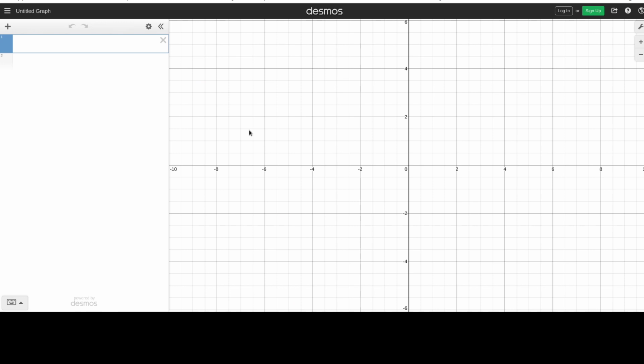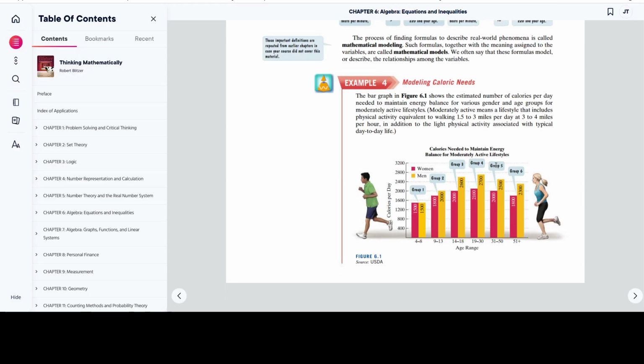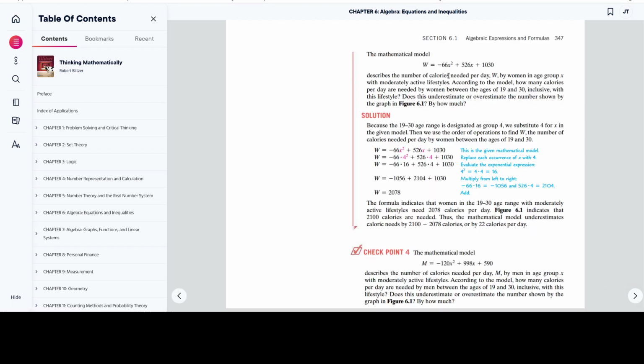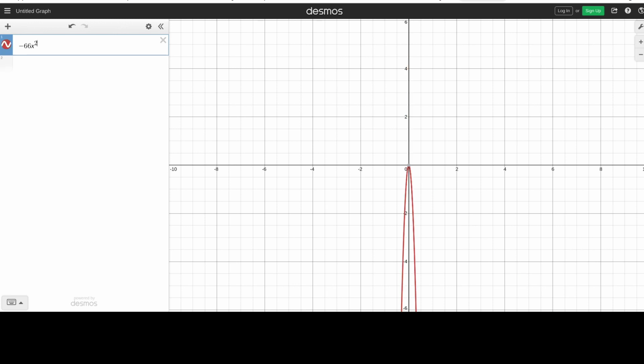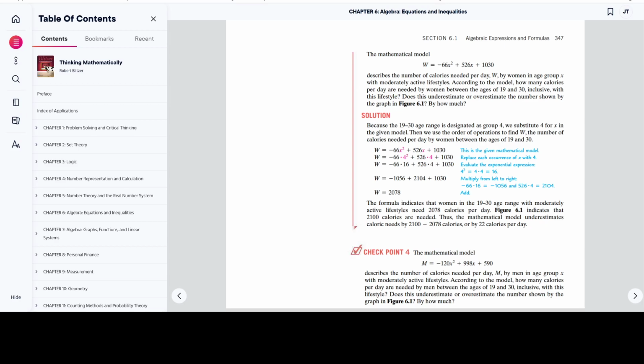Then I'll open up Desmos, and I will put in the formula. I'll do it using x. The formula that they had, on the next page here, is negative 66x squared plus 526x. So I'll put in negative 66x squared, and notice how squared things make a parabola. And then plus 526x, and then plus 1030.